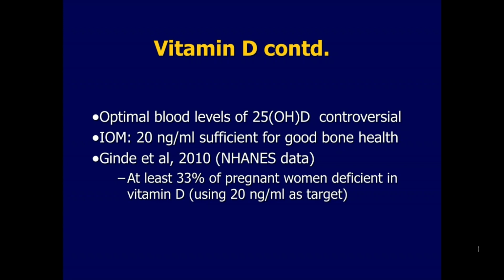One of the 2010 studies shows at least 33% of pregnant women were deficient in vitamin D using 20 nanograms per milliliter as a target. Especially if you have a lot of Asians coming into your facility, Asians do not absorb vitamin D as well as the other population.